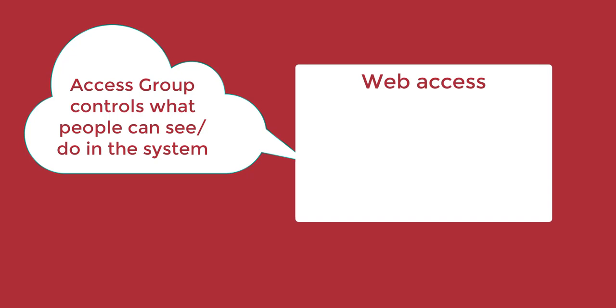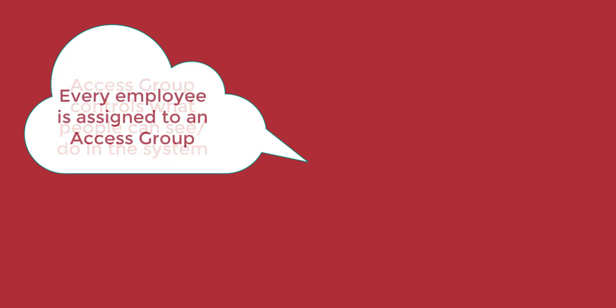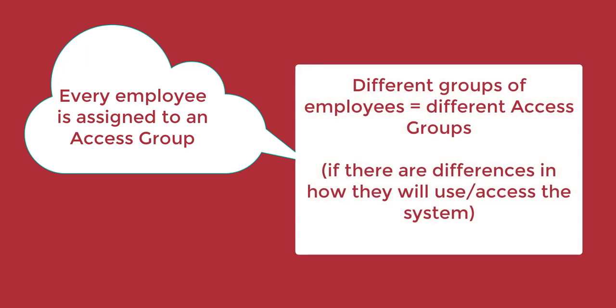Access group also defines web service access, if the mobile app is being used, time zone differences, daylight savings time observance, how that timesheet is configured for their view, and whether they have full access or editing ability, or whether their timesheet is read-only. Employee access groups are created and assigned to every person who is an employee in the system. However, within that entire employee population, you may have many different types of employees: non-benefited, temporary, non-exempt, exempt.